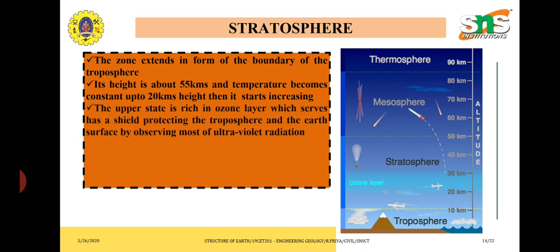The upper layer of the stratosphere contains the ozone gas, so this zone is known as the ozone layer. We all know how important the ozone layer is. It is a layer which protects our earth. It absorbs the solar radiation and all the ultraviolet rays coming from the sun, and it protects our earth.